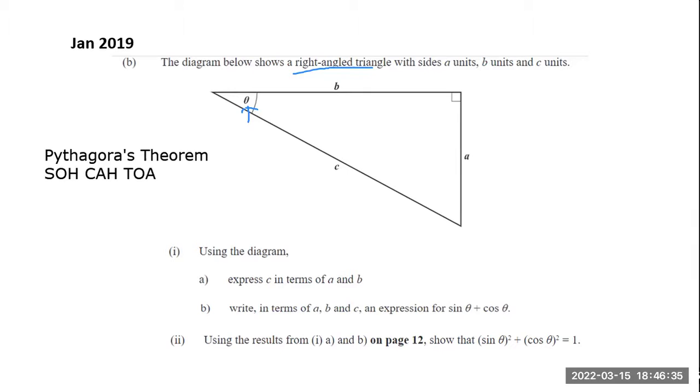So A asks you to express C in terms of A and B. Now, what is C? C has to do with length, right? Because it's the length we're dealing with, what we're going to use is Pythagoras' theorem. Remember, the property for using Pythagoras' theorem was that if it's a right angle triangle, two of the lengths are given and we need to find one. So that's the case in question A. So for part A, we need to use Pythagoras' theorem. So let's go into the question.